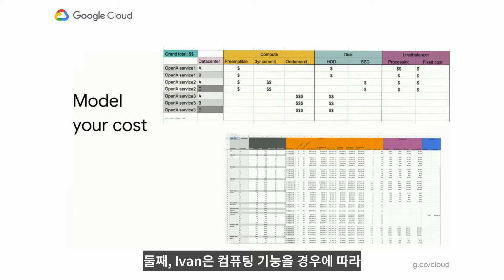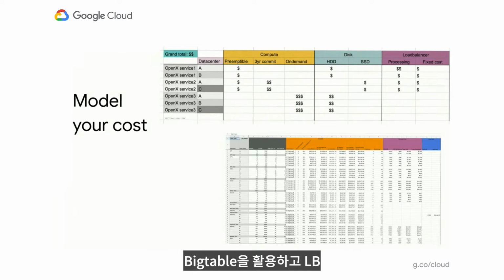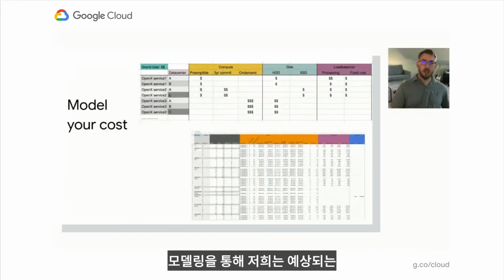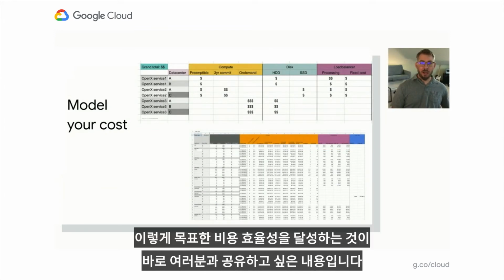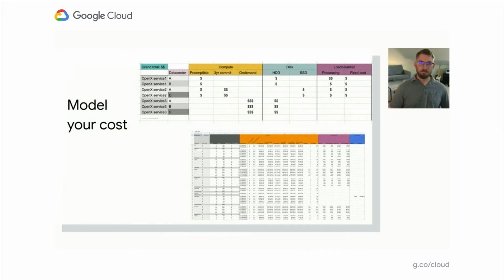Second, he translated compute to hosted services in some cases. Rather than running React KV on PVMs, we decided, let's take advantage of Bigtable. Let's take advantage of LB, of load balancing. And finally, he adjusted the amount based on our actual utilization. So that model gave us a good idea of what we could get to. Actually, getting to that target efficiency is the journey that we'd like to share with you.